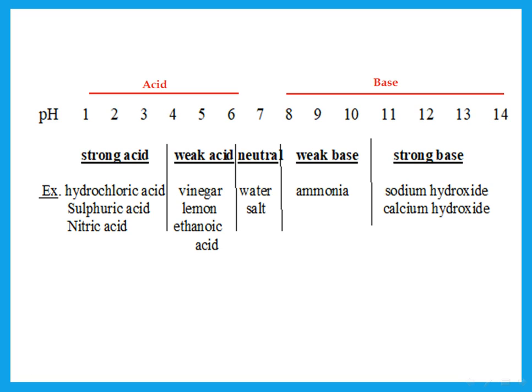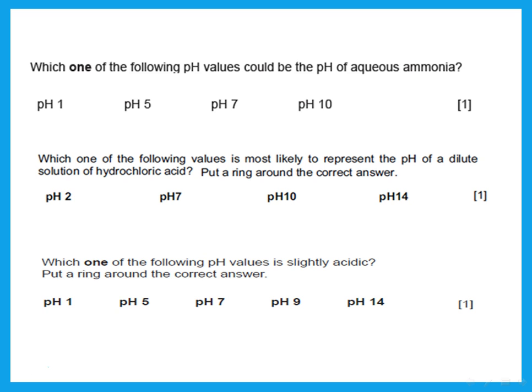Now, something like ammonia is a weak base. A weak base would have pH 8 or 9 or 10. A strong base like sodium hydroxide, calcium hydroxide, will have a pH 11 or above. So please remember the pHs of these examples.